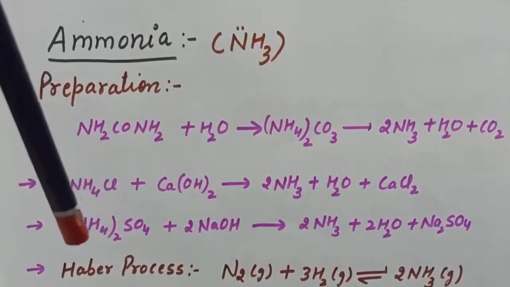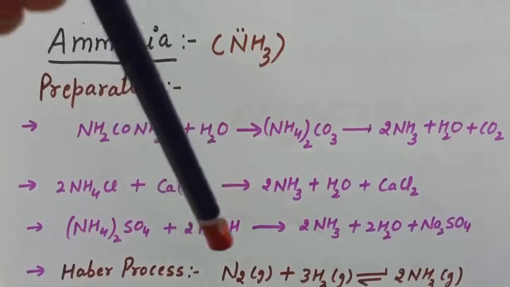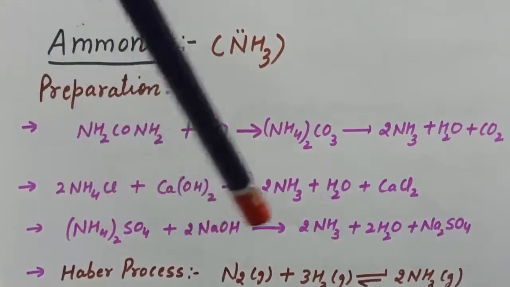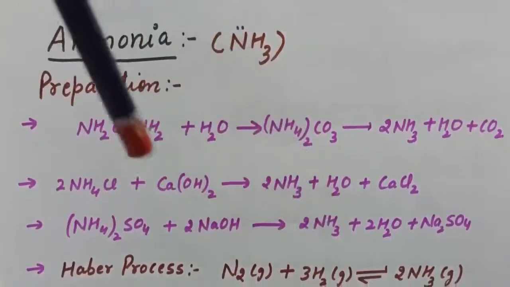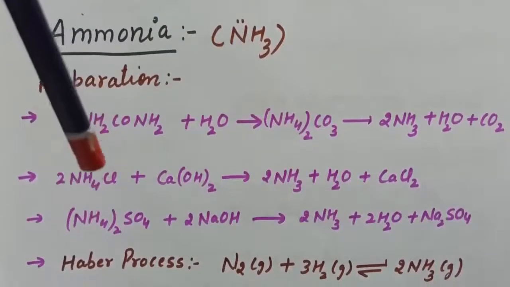Third is we can also prepare ammonia by treating ammonium sulfate with sodium hydroxide. So when these two combine, again the ammonia will form. So these are the three preparation methods for the ammonia.